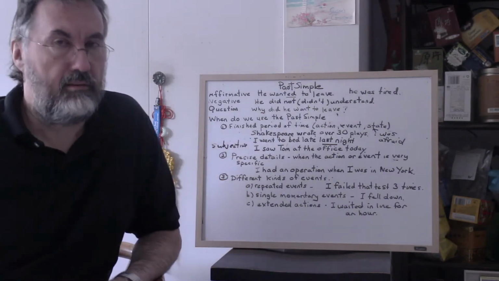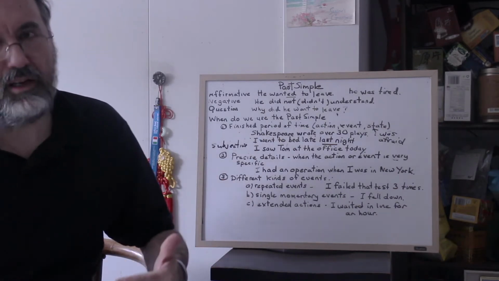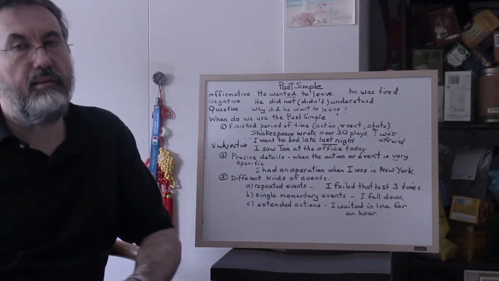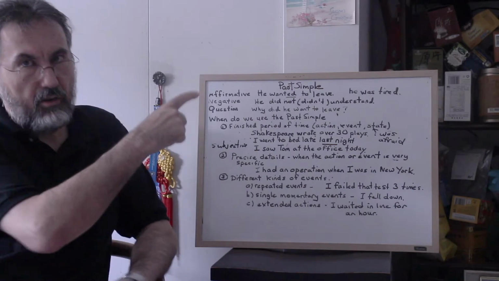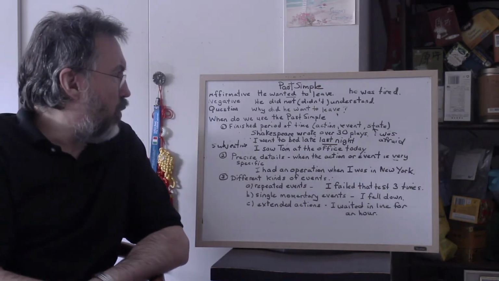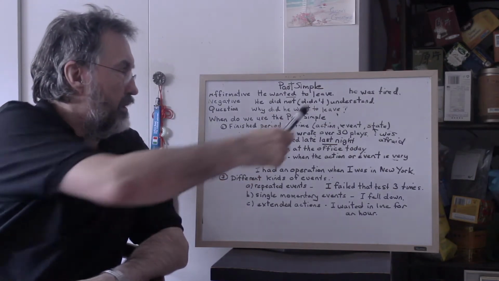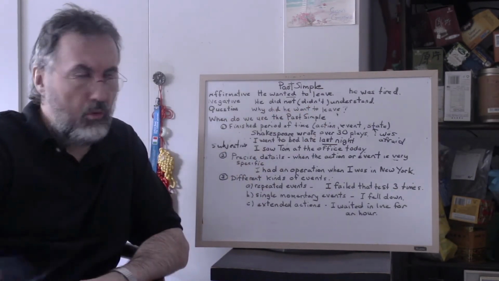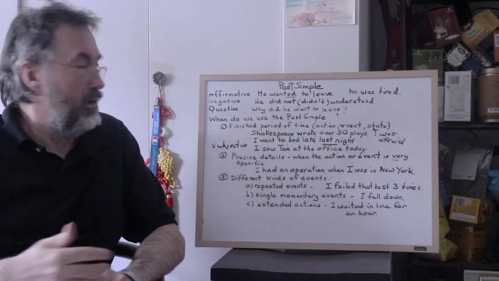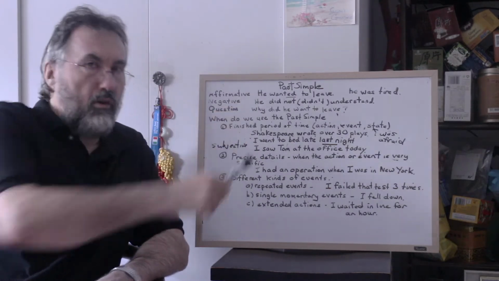First of all, making sentences with the past simple. You can make an affirmative sentence, a negative sentence, and a question. Let's take a look at some examples. The affirmative. He wanted to leave and he was tired. The second one is a be verb, was or were. That's the past form. And he wanted to leave. Want is a regular verb.